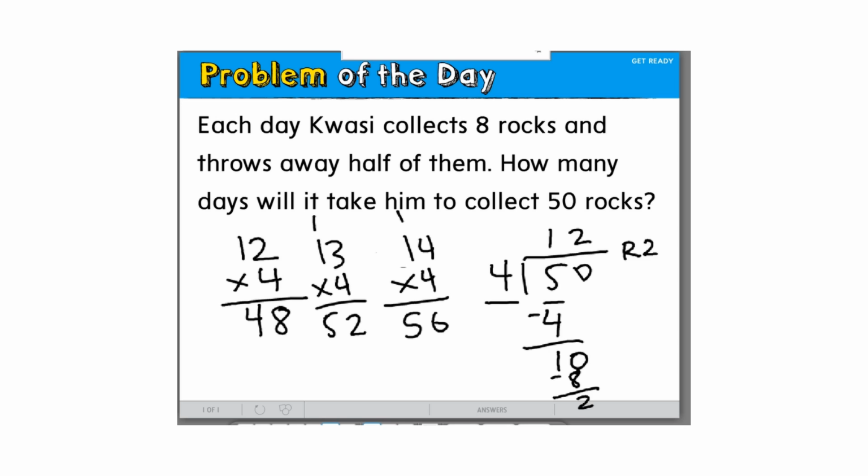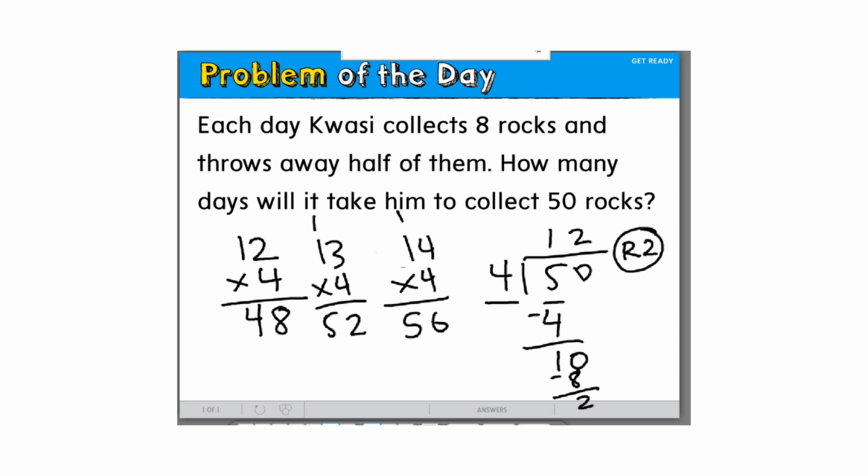Then he collects 52 rocks on the 13th day. That's where that remainder came in too. So the remainder of 2 meant that they were 2 away from collecting the right number of rocks. Quick trick: add the remainder to the number under the bar, and then divide that up.